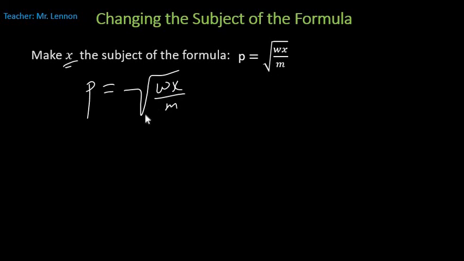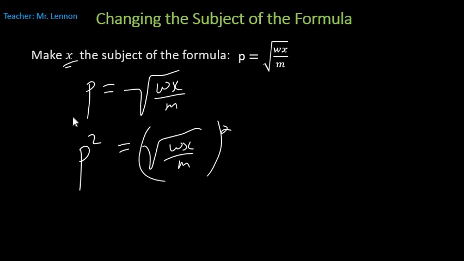So to remove the square root, we use a square. We're going to square the square root to remove it. We square this side, but we also have to square the other side. And this allows us to cancel the square root with the square. And so what we have here is p squared is equal to what's remaining after the square root is cancelled out with the square. That's correct. wx over m.